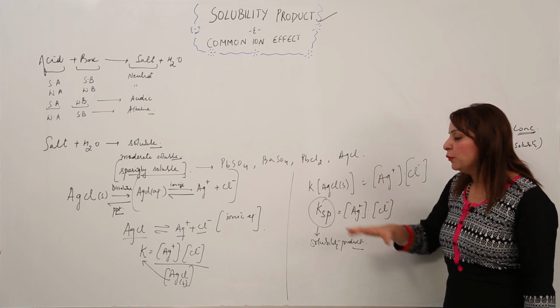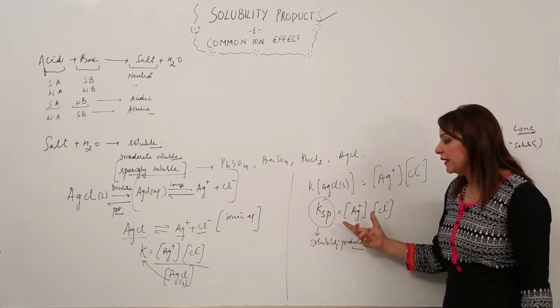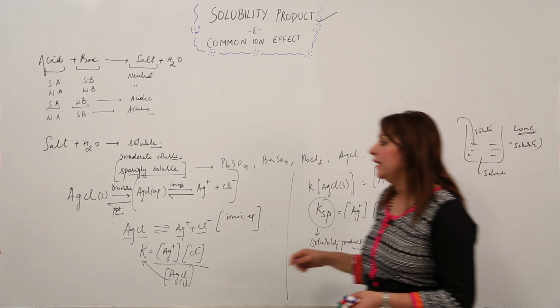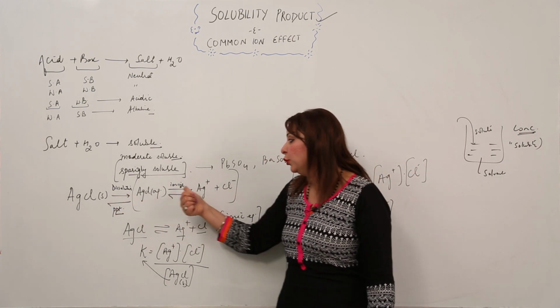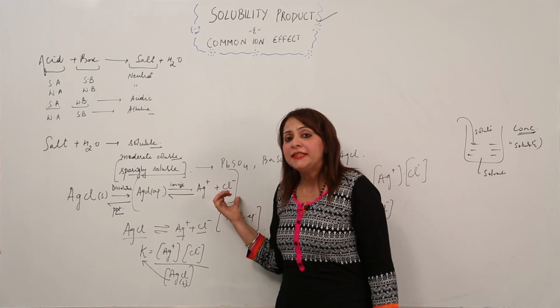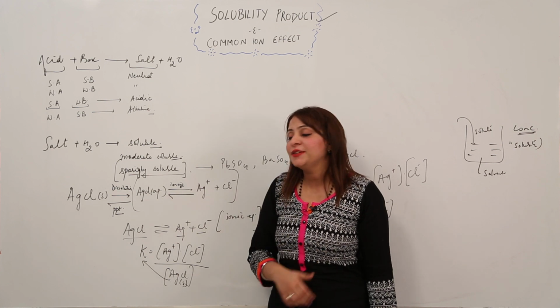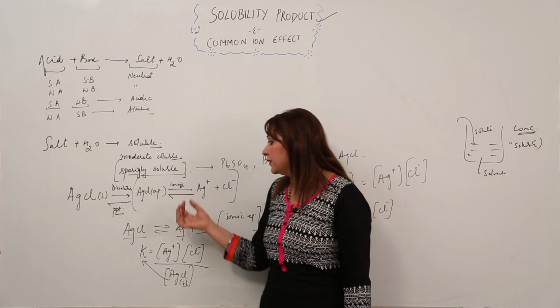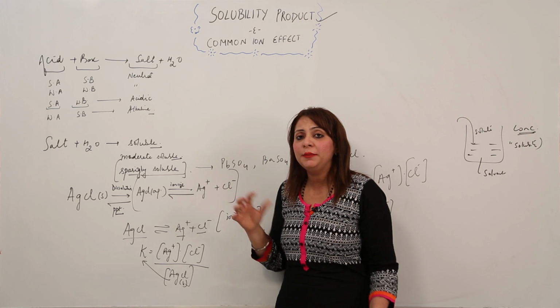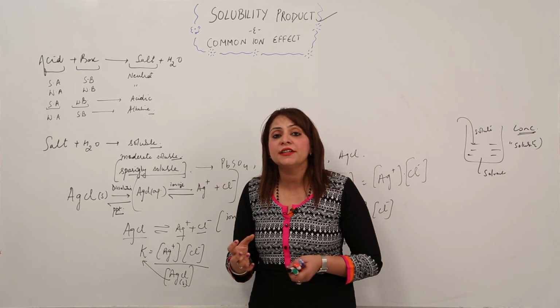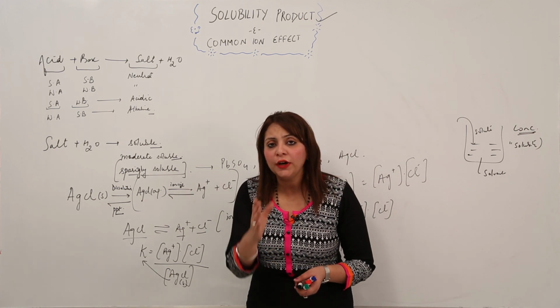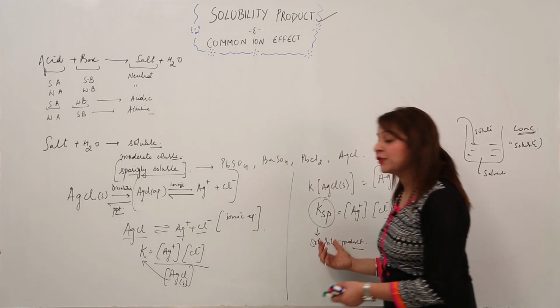Now one more important thing you have to remember in this case: in AgCl there was 1 mole of AgCl, and 1 mole of Ag+ and 1 mole of Cl- formed, right? But what happens if there is 1 mole of this and this is 2 or this is 1, meaning the product and reactant are not equal in their number of moles? What happens in that condition? How does this equation get modified?